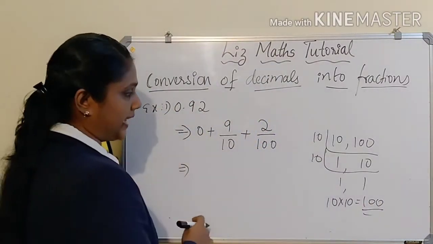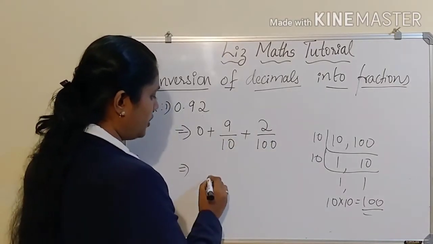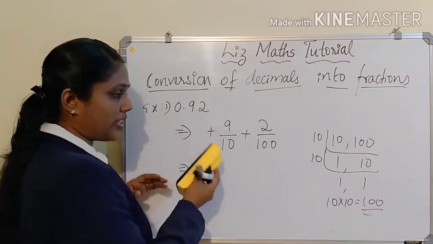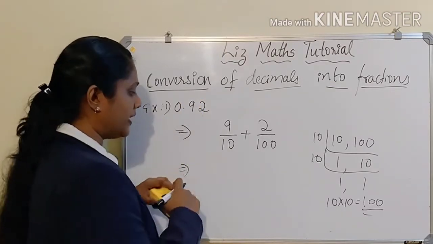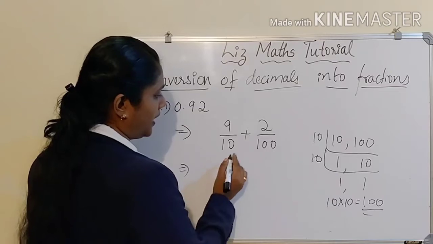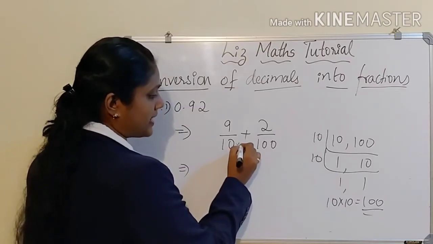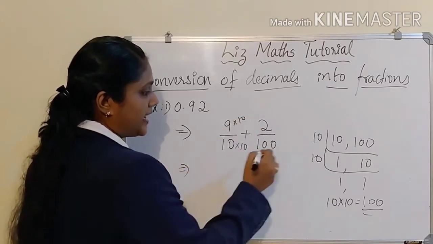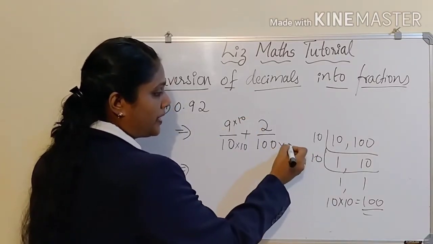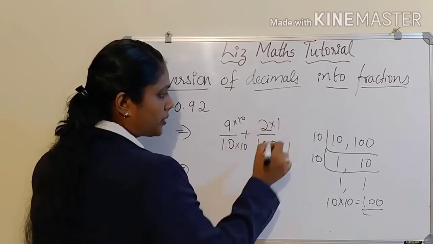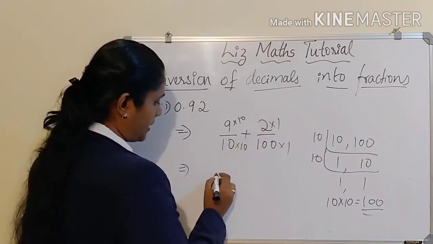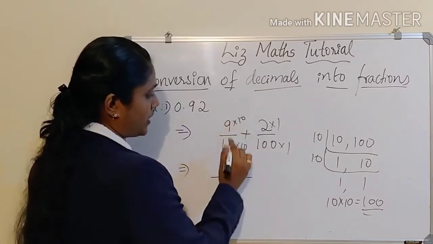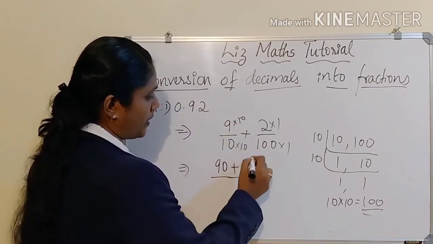0 plus 9 by 10 plus 2 by 100. Now you go for taking the LCM of these two. Ignore this 0 because there is no value for that 0. Ignore it. Now here 10, how much do you need to get 100? 10 tens are 100. So here you have to multiply by 10. Then 100, how much? 100 ones are 100. So here you have to multiply by 1. So here you are getting the numerator 9 into 10, 90, plus 2 ones are 2.